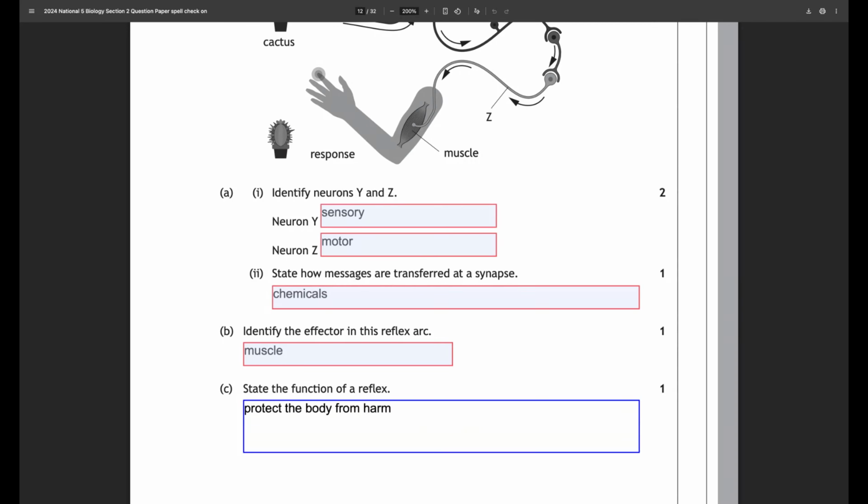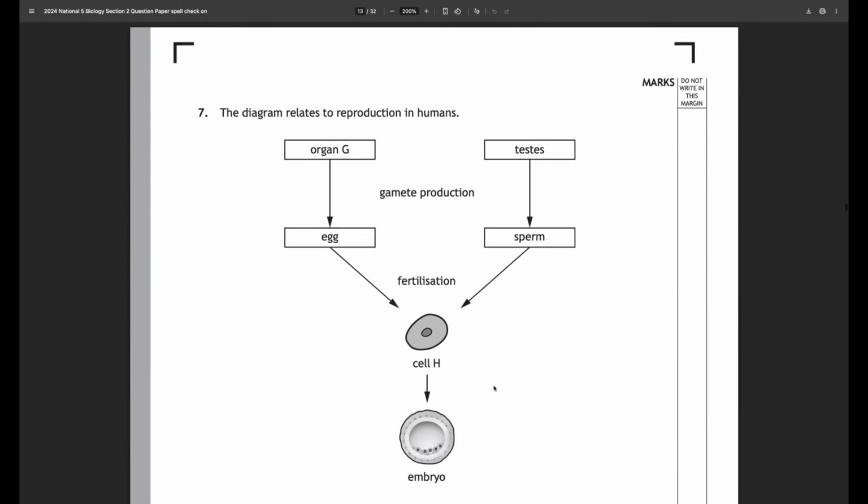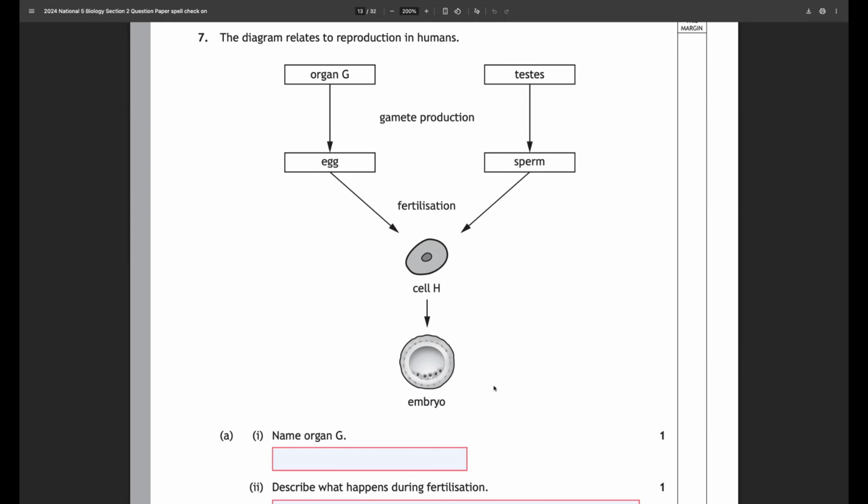Now, in this particular question, you could say protect the hand, or the finger even, which is the bit that touches the cactus, from harm. So you could be specific about this particular question if you like, but the generic response that you can give to any of these questions is protect the body from harm. So I would suggest learning that one. Okay, that's a bit of memory work for you to go away and do if you got that one wrong.